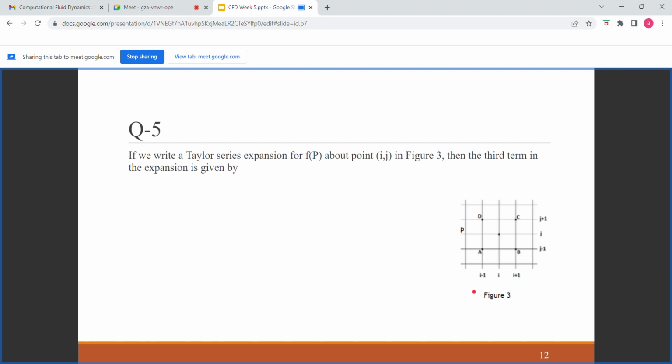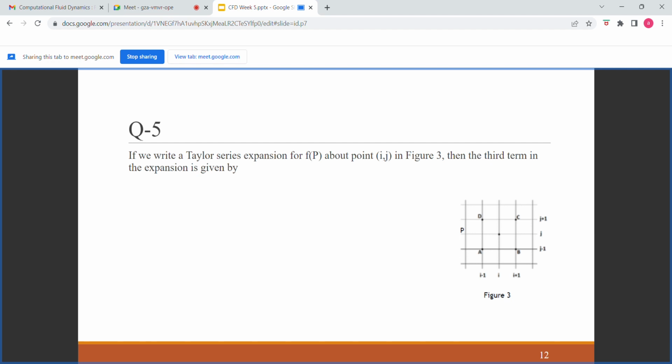Before moving on, we need to see a few things: it is f of P about i, j. P is here, whereas i comma j is here. Between them, two cells are there in the horizontal direction. So it is not delta x, it is 2 times delta x. This is the thing we should observe from this figure before looking into the problem.